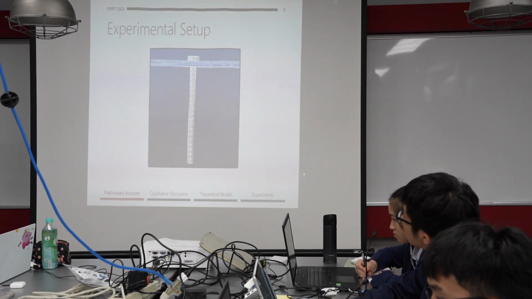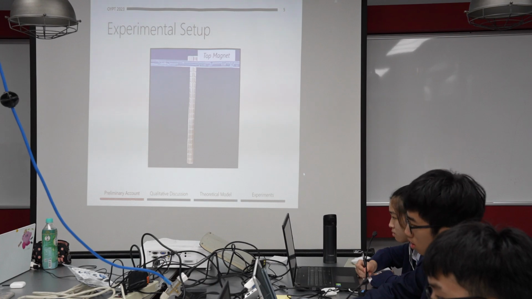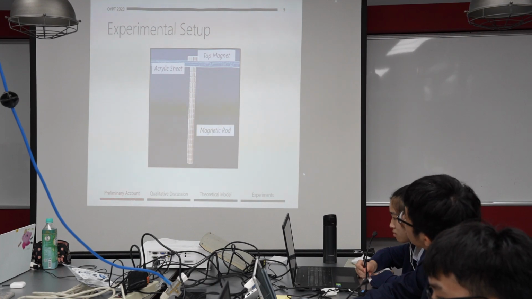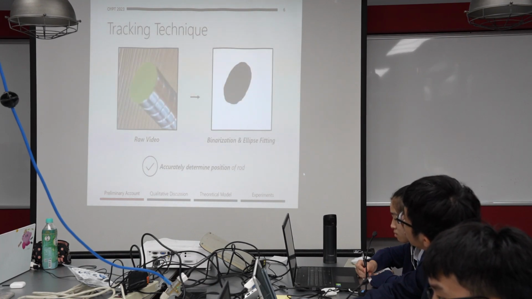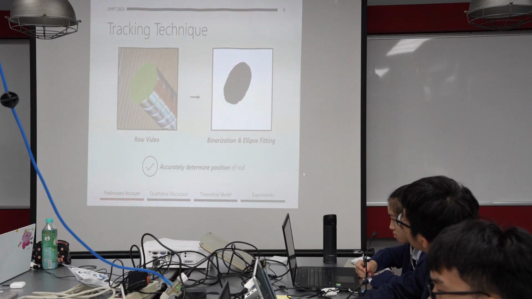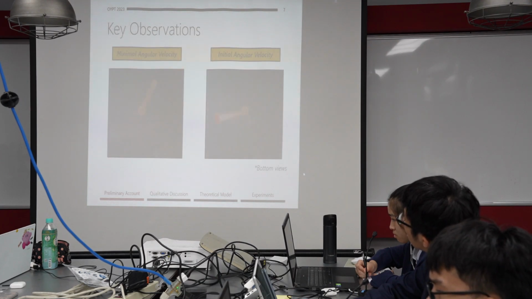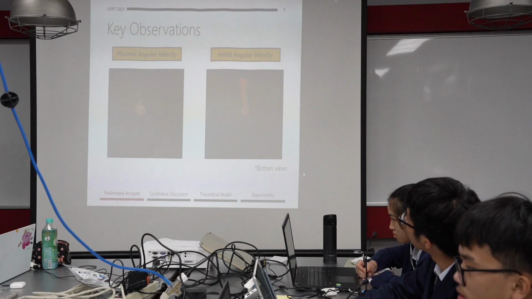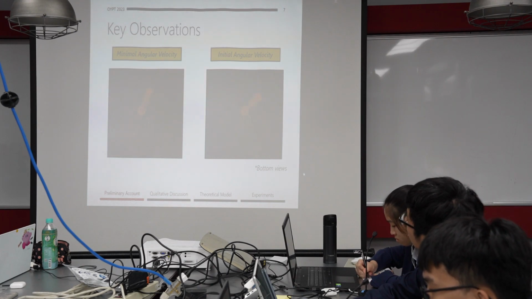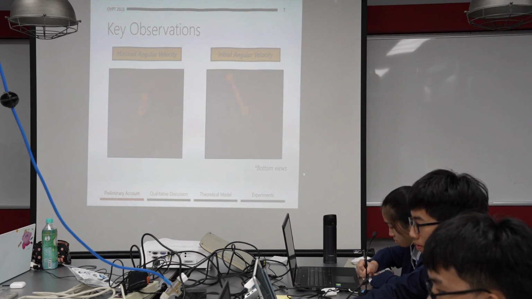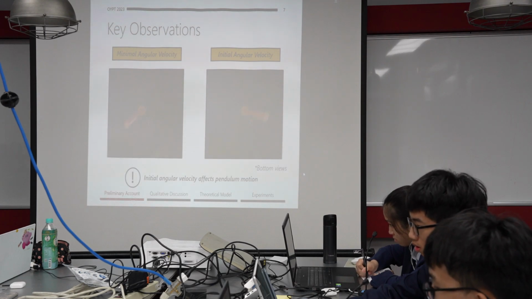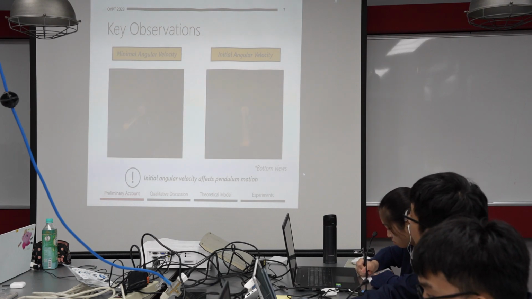Here's my experimental setup. We placed a magnet on top of an acrylic sheet and suspended a rod made from magnets underneath. To determine the orientation and position of the rod, we color the bottom of the rod green and carry out image binarization, fitting an ellipse to the image. We observe that with minimal initial angular velocity, the pendulum appears to undergo a back and forth rocking-like motion. However, when provided an initial angular velocity, it rotates, showing that initial angular velocity is significant toward the pendulum's motion.